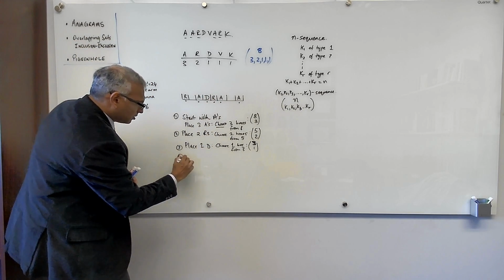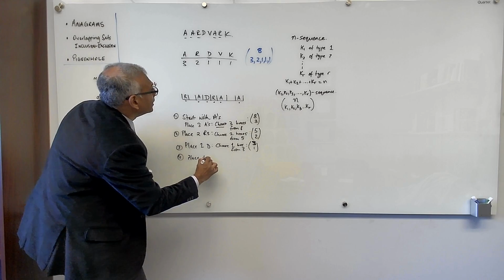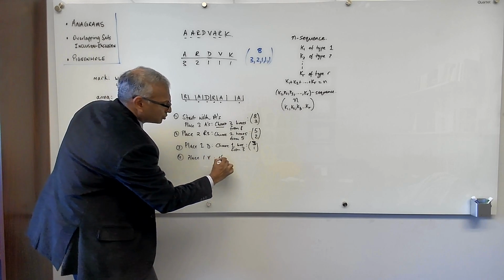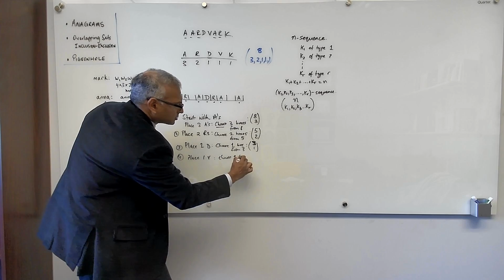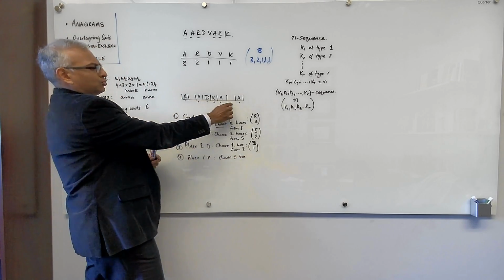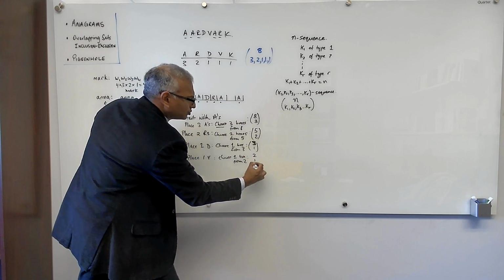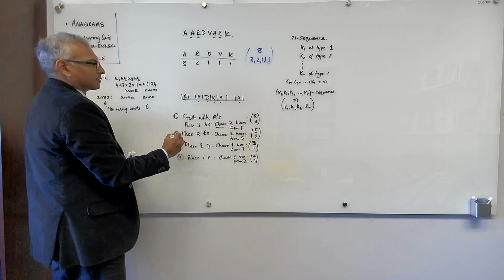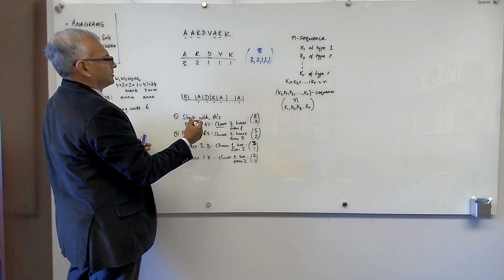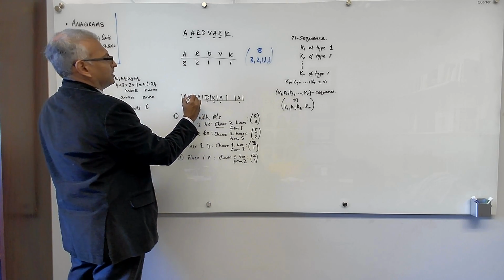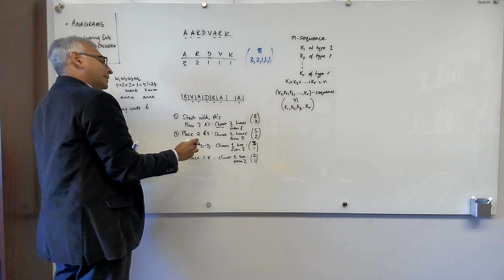Okay, and then step 4, place 1 V, so choose 1 box from how many? From 2. From 2, i.e. there are 2 choose 1 ways of doing this. Okay, so where will I place the V? Maybe here, I don't know.